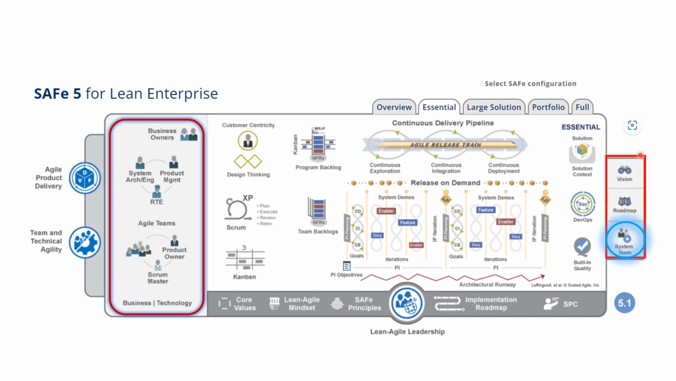Now I'm going to discuss the right side box. Actually, there are three elements here: vision, roadmap, and system team. In a couple of videos we're going to discuss the system team.